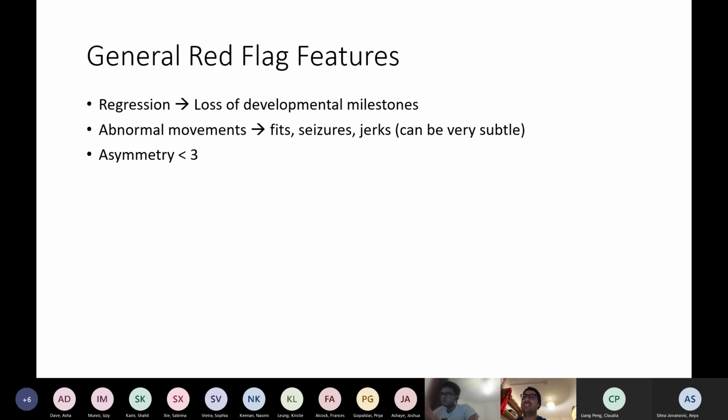Okay, and general red flags. As I said, regression. If you lose any developmental milestones, you go back, that is a red flag. So go back 1 step. If they were walking, now they're not walking. If they were talking, now they're not talking. And if there's any abnormal movements, fits, seizures, and jerks, this can be very subtle. That is a red flag. And if there's any asymmetry, and I'm not sure why I put less than 3 there, can't remember, but if there's any asymmetry, like one arm is more developed than another, or they're using their arm more than the other, or their left leg is more powerful than their right, that's a red flag, obviously.